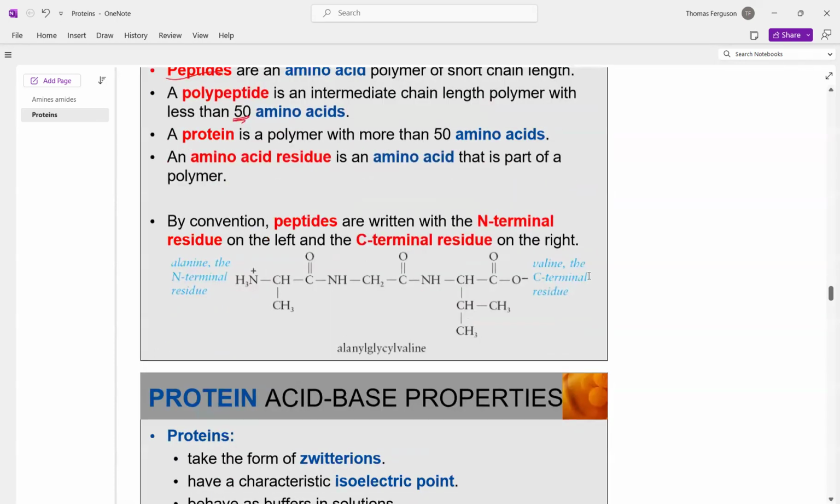I said this earlier, but you always put the amino end at the left side. That's called the N-terminal end. And the acidic part on the right, I call it C-terminal.